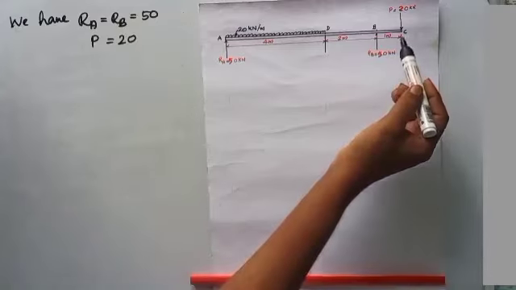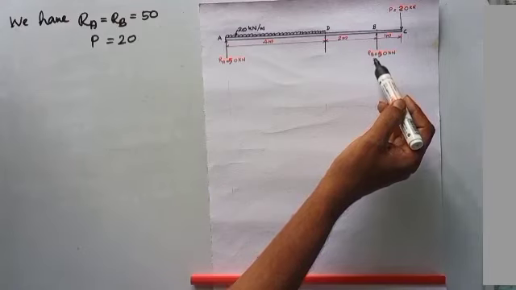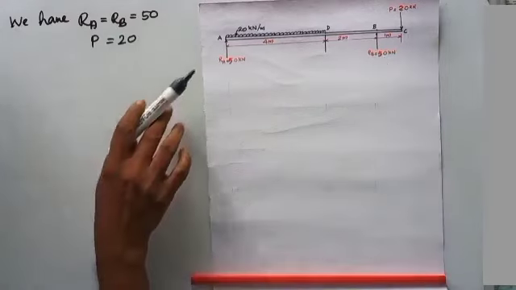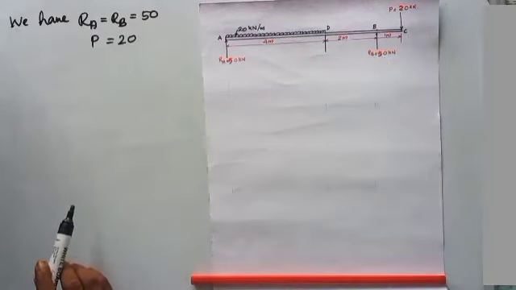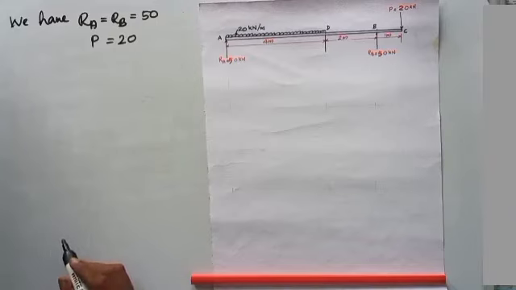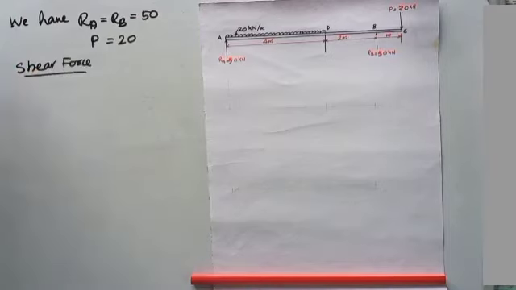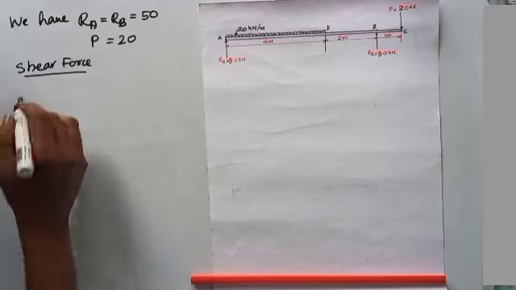Here I have mentioned the values P as equal to 20 kilonewton and RB equals 50 kilonewton. Again RA equals 20 kilonewton. Now we can find the values of shear force at each point. First we consider point C, shear force at C. Shear force at C is equal to 0 because there is no load in the right side of C.